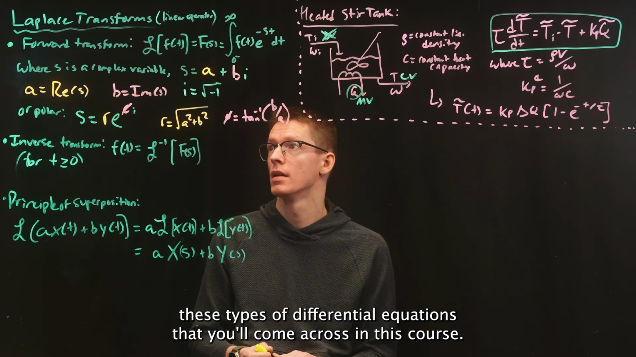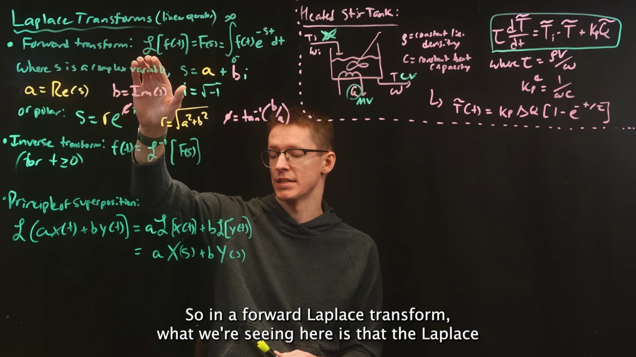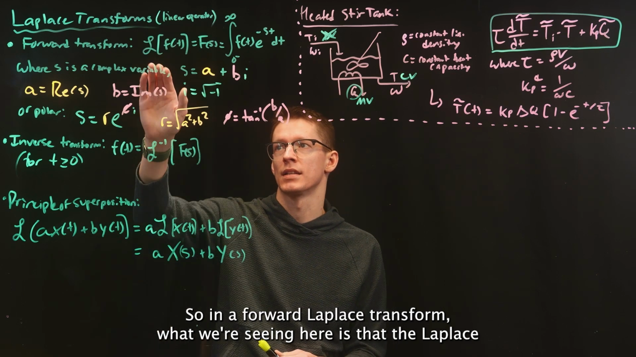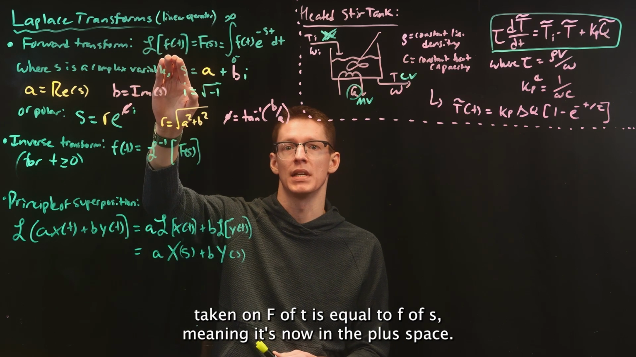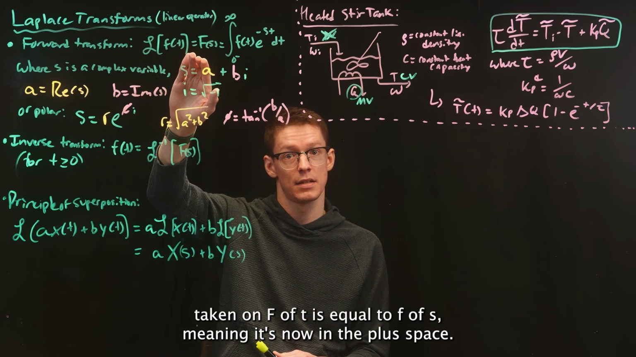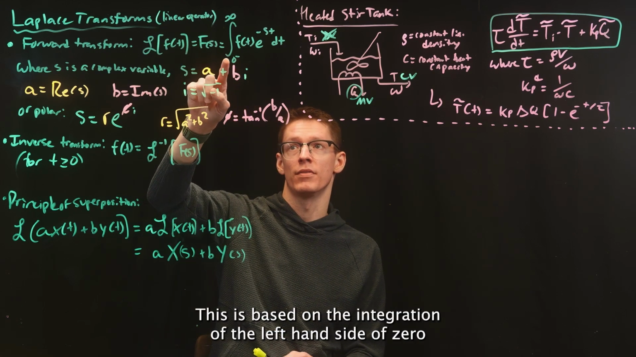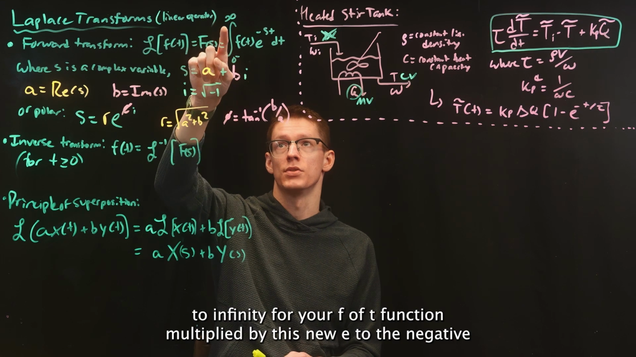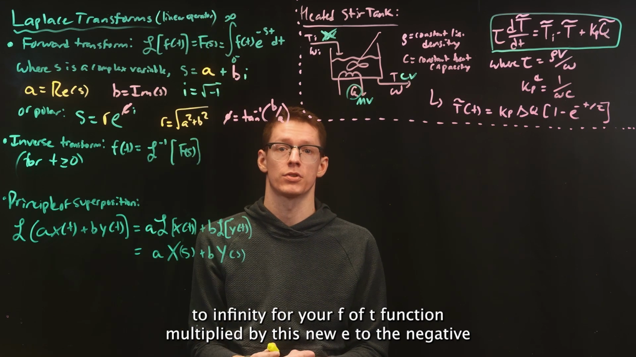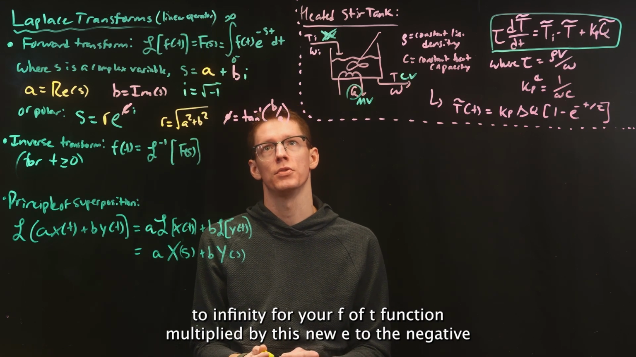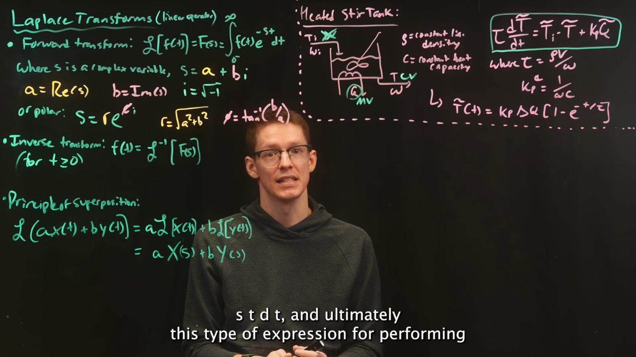So in the forward Laplace transform, what we're seeing here is that the Laplace taken on f of t is equal to F of s, meaning it's now in Laplace space. This is based on the integration from 0 to infinity of your f of t function multiplied by e to the negative st dt.